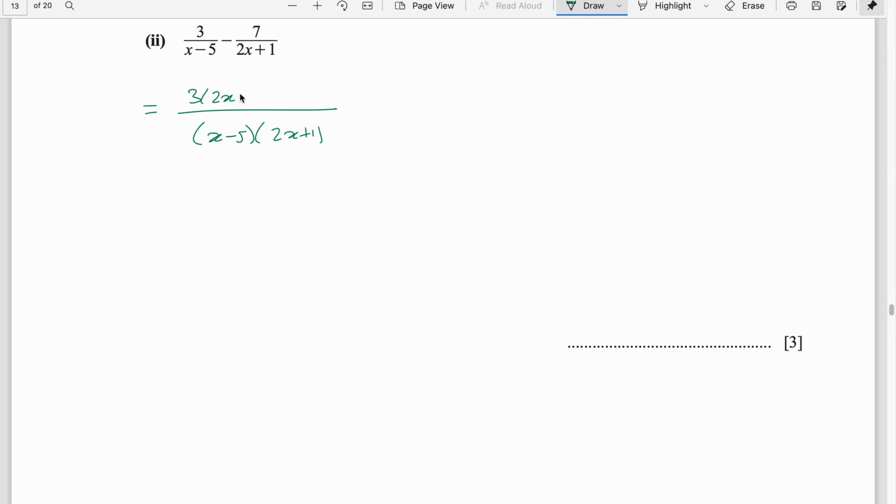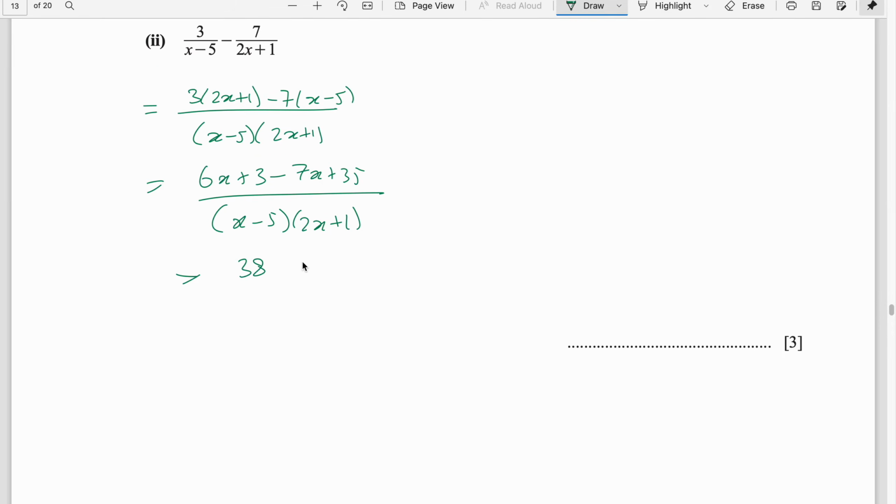So 3 into 2x plus 1 minus 7 into x minus 5. 3 times 2x is 6x plus 3, minus 7x plus 35. Keep the denominator as it is. So 35 and 3 is 38. 6x minus 7x is negative x. So 38 minus x over x minus 5 into 2x plus 1. Do write your answers in the answer space.